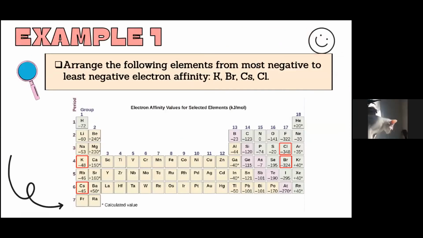Here are some examples where we can apply our knowledge of electron affinity. Example number 1. Arrange the following elements from most negative to least negative electron affinity: potassium, bromine, cesium, and chlorine.